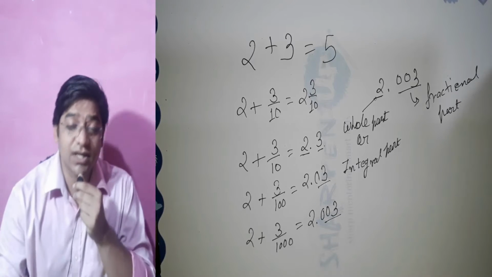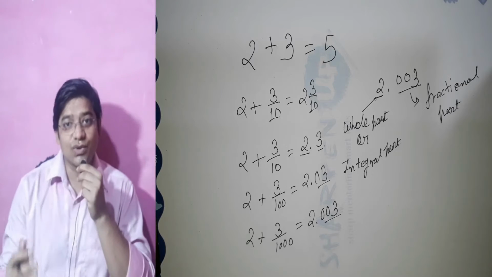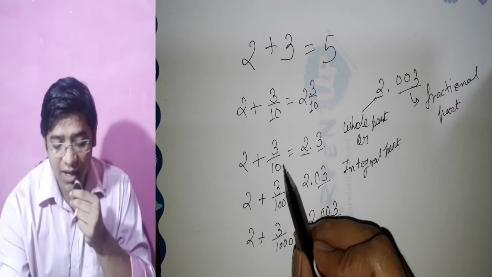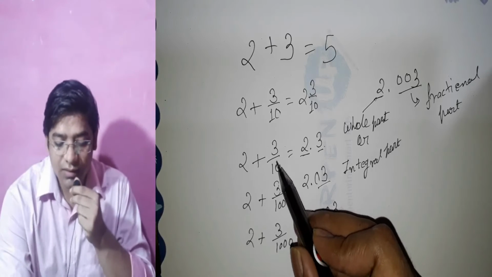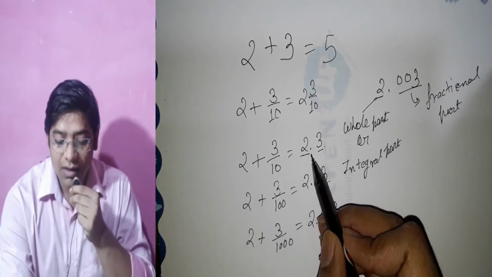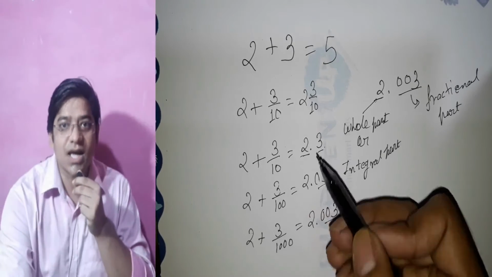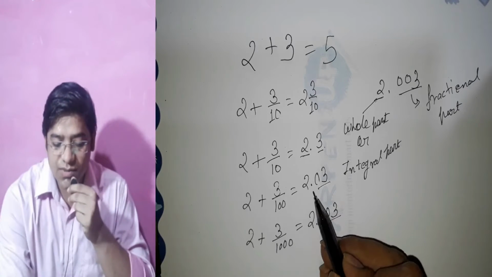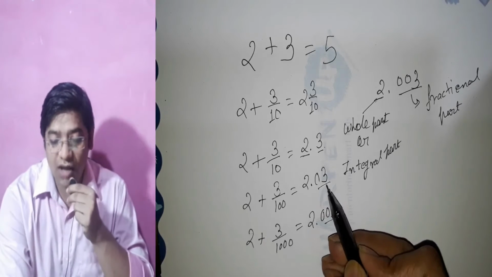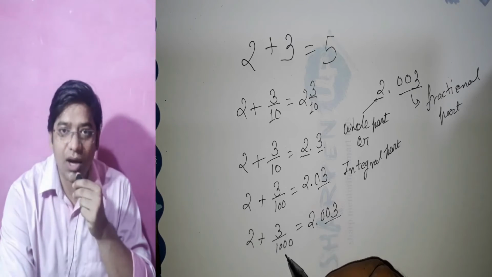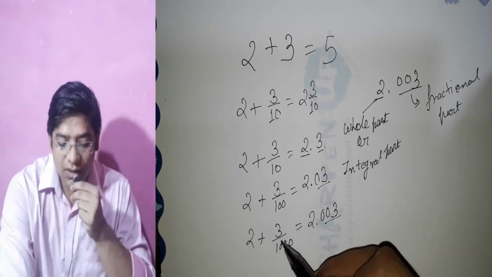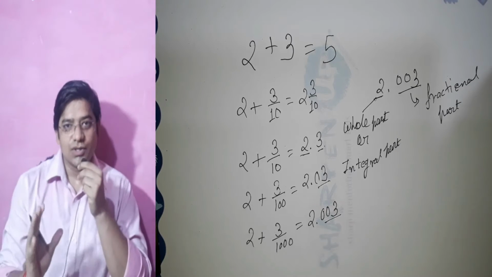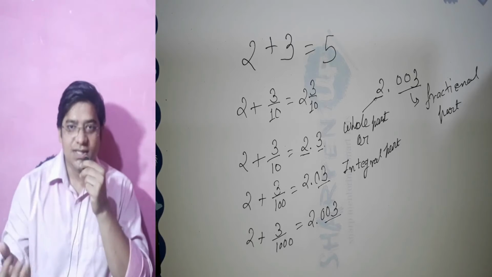And why is it called the fractional part? Because it shows us a fractional value. So from here we can see that if I have 10 in the denominator, then my numerator comes at the first place after the point. If I have 100 in my denominator, my numerator comes at the second place after the point. And if I have 1000, that means three zeros in my denominator, then my numerator comes at the third place after the point. So this is a very easy pattern.